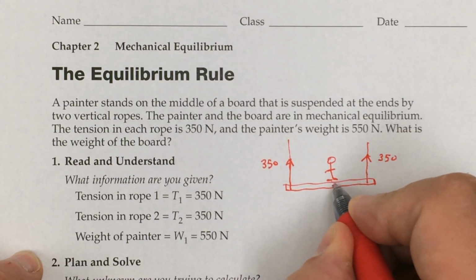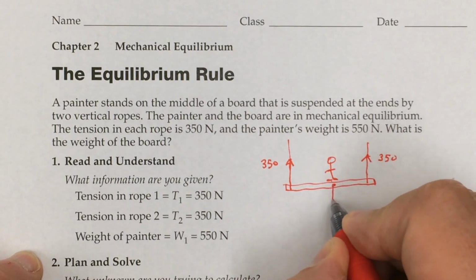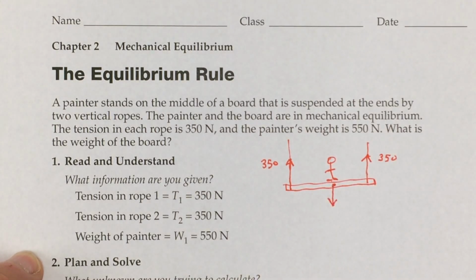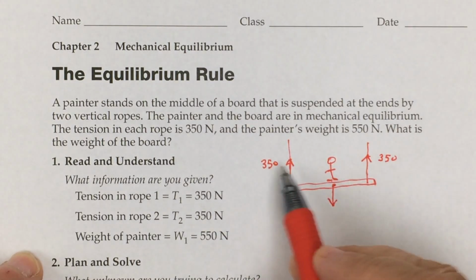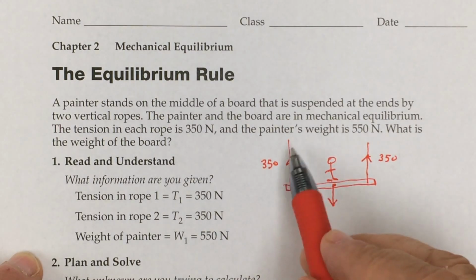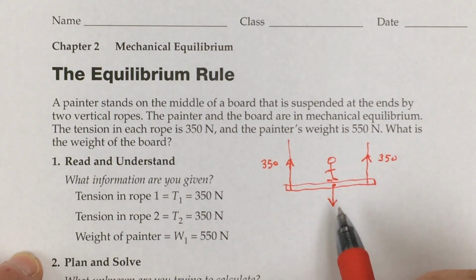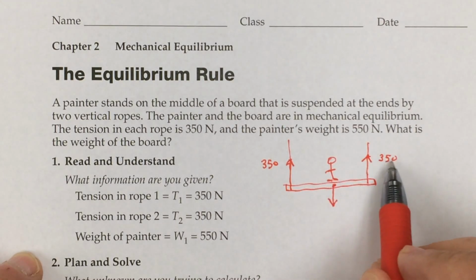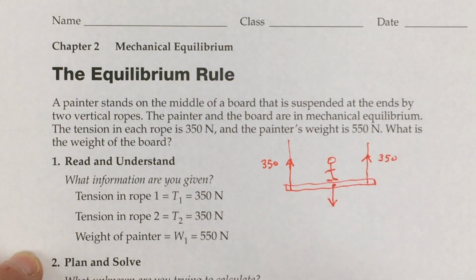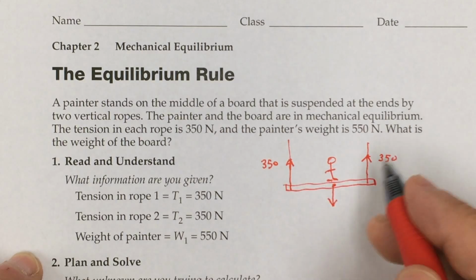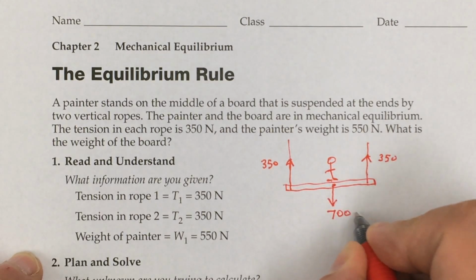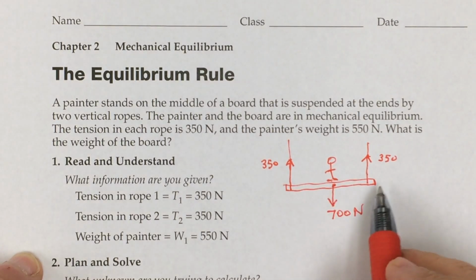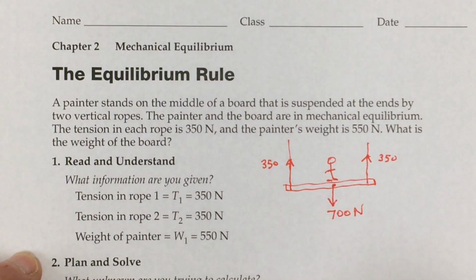That means the painter and the board together have a weight, and that weight is going to be equal to the tension in the line. So the tension of each is the force in the strings, and the weight is pushing down, and if he's not moving and the board is not crashing, then they're equal to each other. So 350 and 350 acting up is equal to one force, we'll just call it W, acting down. So this would simply be the double of 350. So I have 700 newtons acting down. That 700 is the weight of the board and the painter at the same time.